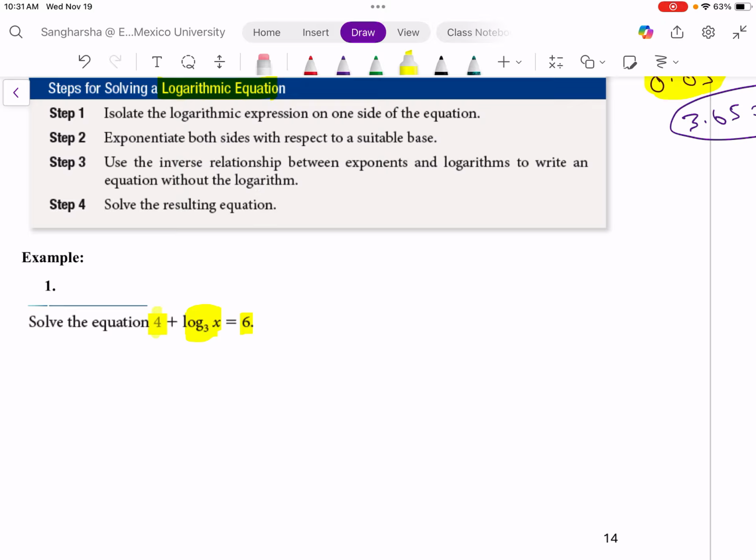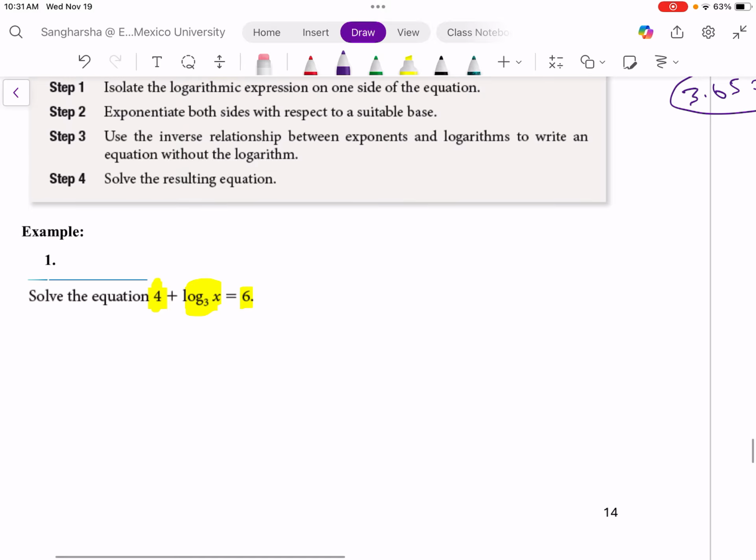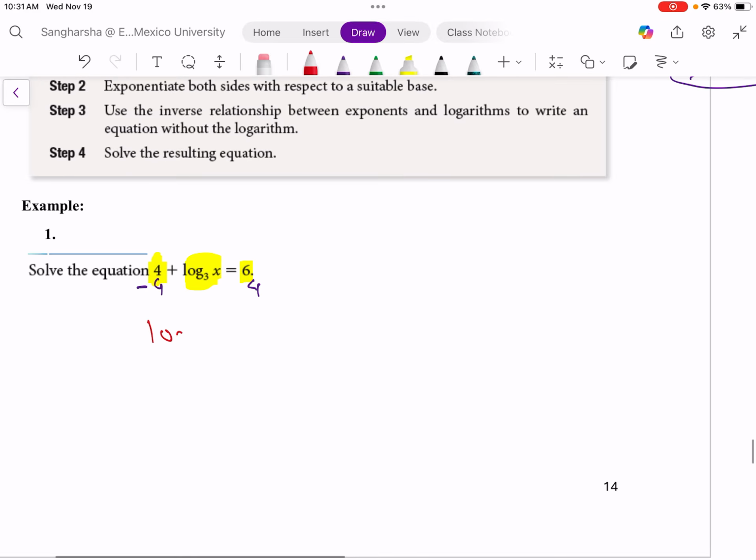So let's get rid of 4. To get rid of 4 from the left side, we subtract 4 on both sides. So we have log of x to a base 3 equals, we are subtracting 4, 6 minus 4 is 2. So if you have a log equation, then rewrite that log equation with the log expression on one side and the other expression on the other side.